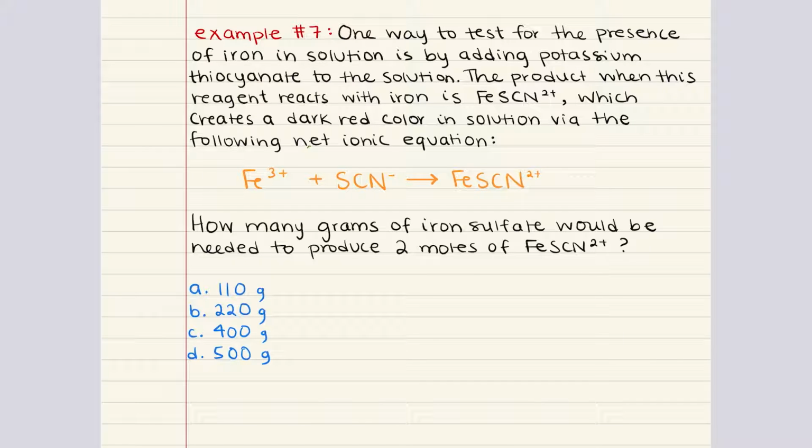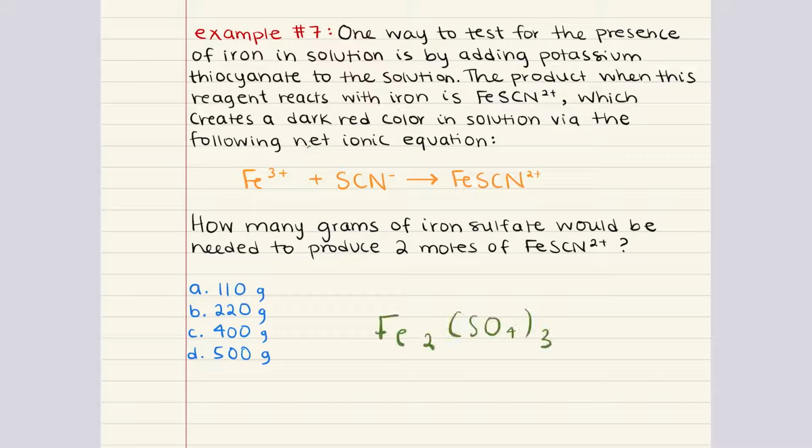Problem 7 says one way to test for the presence of iron in solution is by adding potassium thiocyanate to the solution. The product when this reagent reacts with iron is iron thiocyanate, which creates a dark red color in solution via the following net ionic equation. How many grams of iron sulfate would be needed to produce 2 moles of iron thiocyanate? Now, what we're shown is a net ionic equation. If 2 moles of iron thiocyanate are created, then we're going to need 2 moles of iron because there is a 1-to-1 mole ratio between these two species.